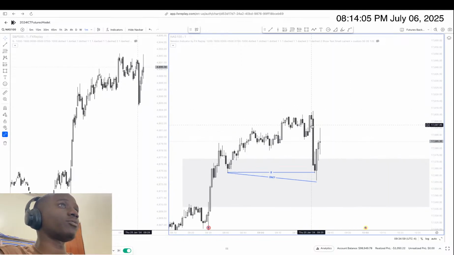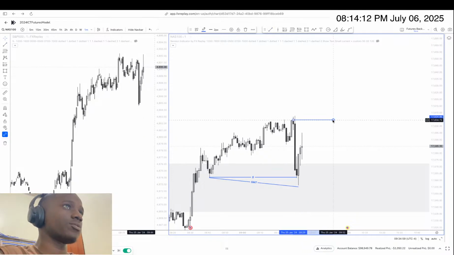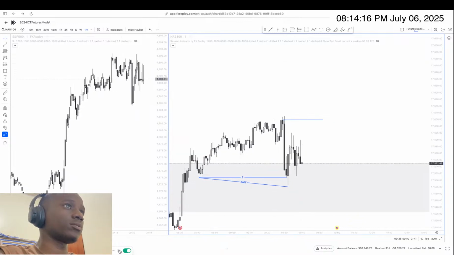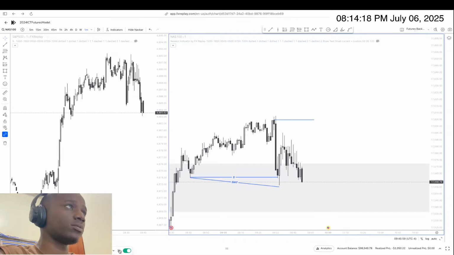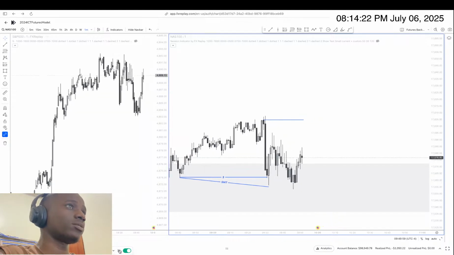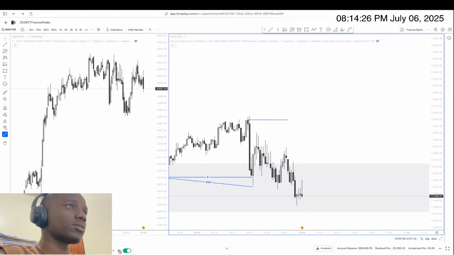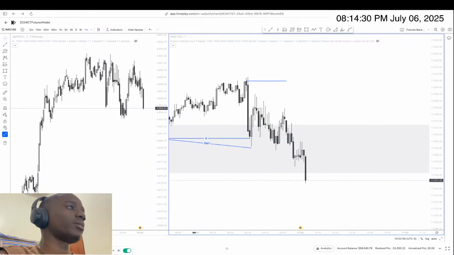Now I'll be waiting for this fair value gap to be run through, and I will have my change in state in these series of down close candles. So try to drop. So now it's at 10. We're still in the imbalance.